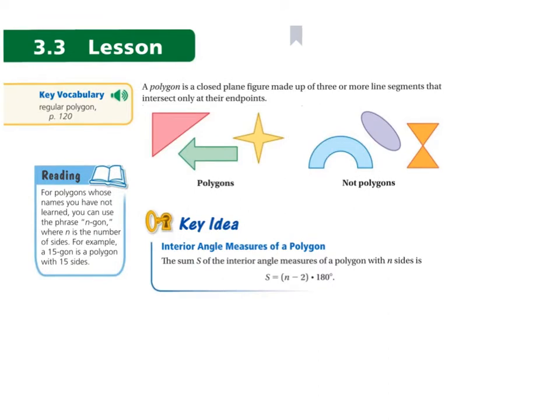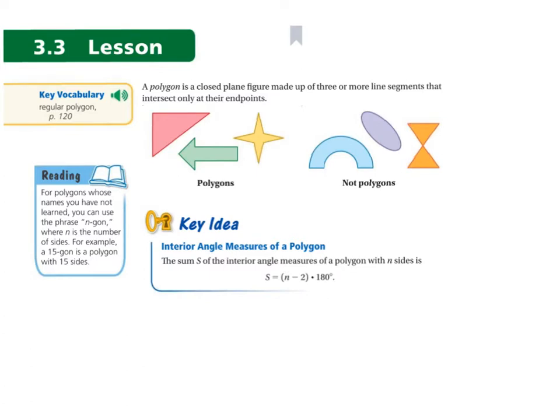Basically, the key to that is it has to be lines. So notice that these over here are lines. That's a line, that's a line, that's a line, that's a line, that's a line. Whereas this is an arc. This is a circle, right? So a circle and an oval are not polygons.